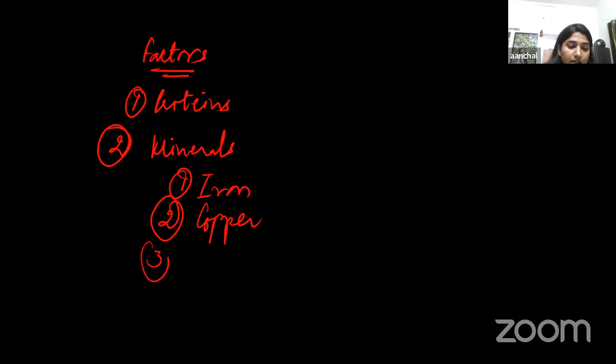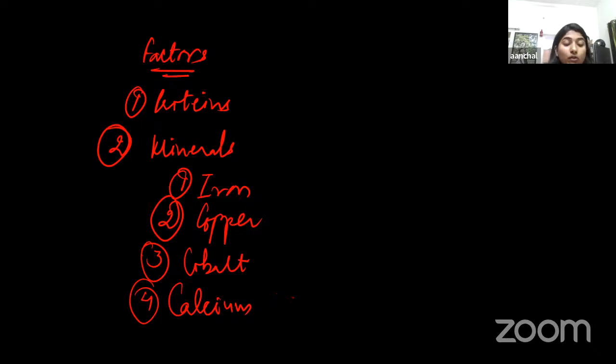Then next we have cobalt. Cobalt is very important because it is necessary for the manufacture of vitamin B12 by bacterial action in the lumen of the GIT, and it also increases the production of a hormone known as erythropoietin, which stimulates the development of RBC. Then last we have calcium. Why is calcium very important for hemoglobin formation? Because it increases iron absorption from the GIT.